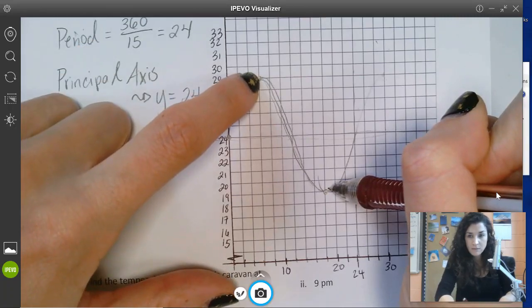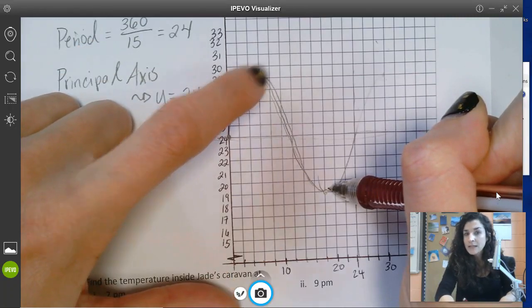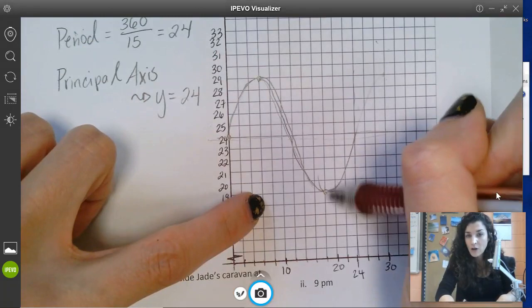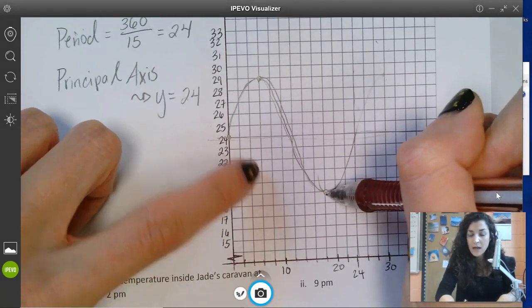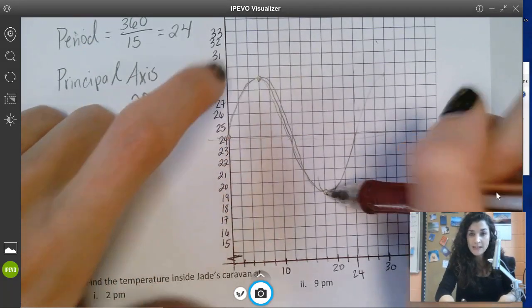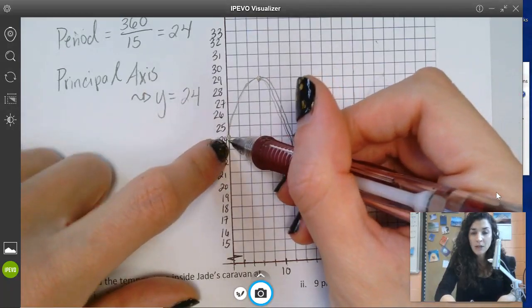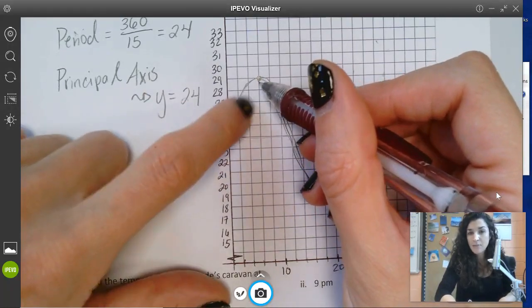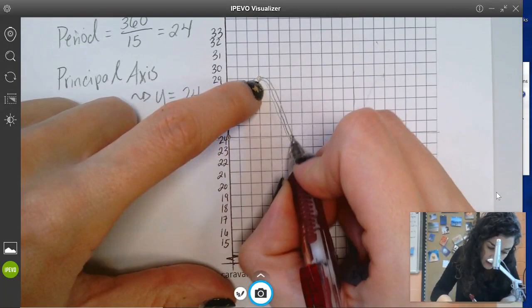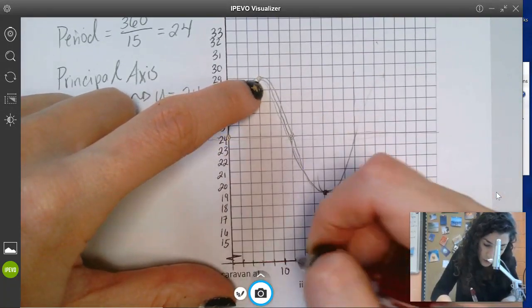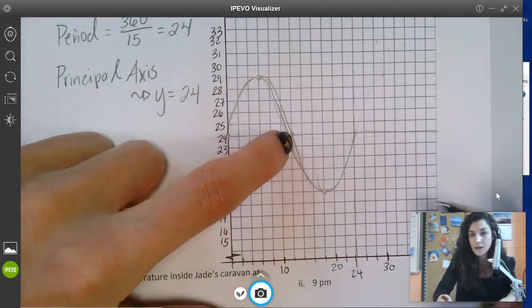24 divided by 2 is 12. 6 plus 12 would be 18. And then dividing that by half is 6. I reach from principal axis to maximum in 6, and from maximum to principal axis in 6 more, at 12 and 24 would be another point.